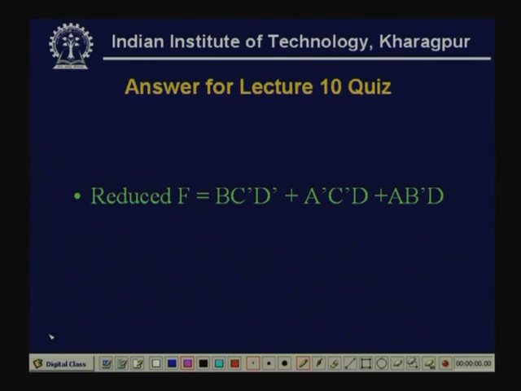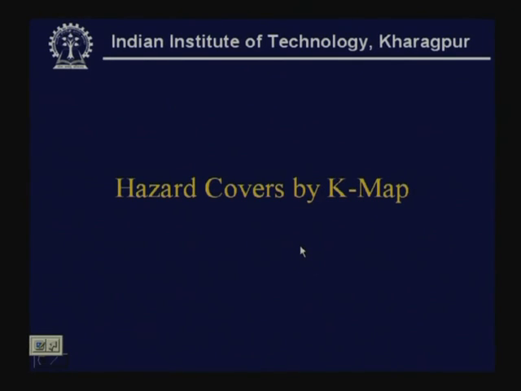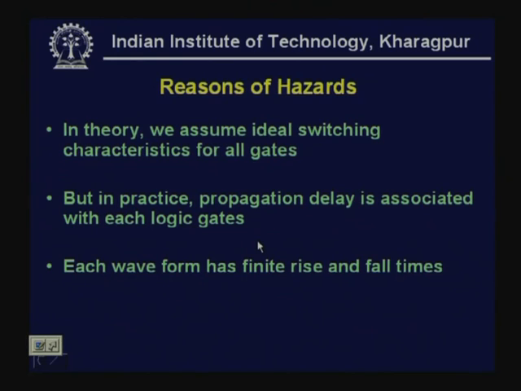Now, we start today's topic, how we can cover the hazards by the Karnaugh map method. First, what do we mean by hazards and what is the reason for hazards? In theory, so far in the previous classes, we assumed ideal switching characteristics for all gates, the AND, OR and the inverter operators that we have considered.